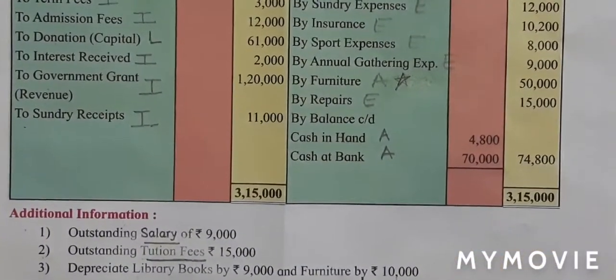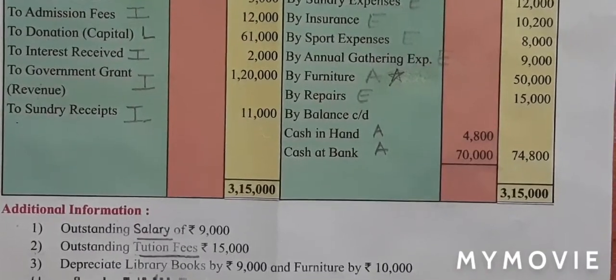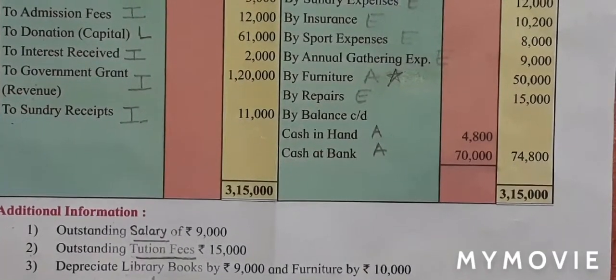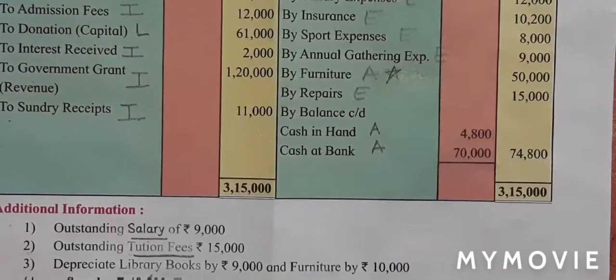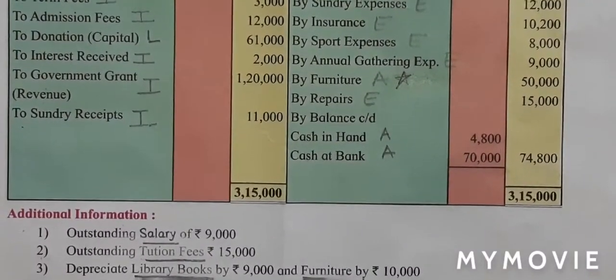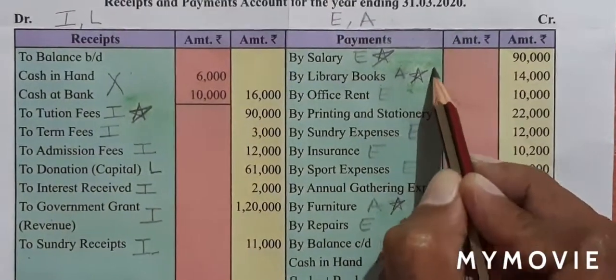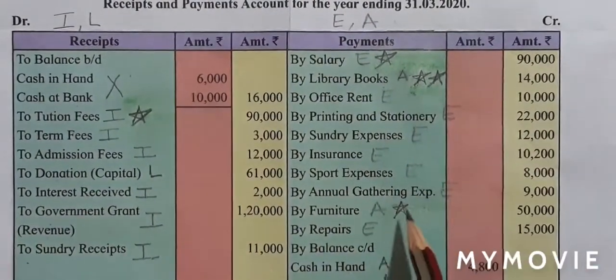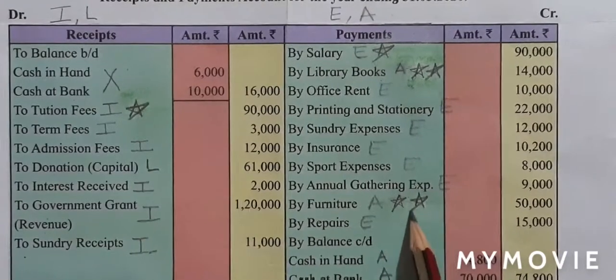Adjustment number 3. Depreciate library books by rupees 9,000 and furniture by rupees 10,000. So I have to mark a star for library books and for furniture. I will mark a star for library books and I will mark a star for furniture.